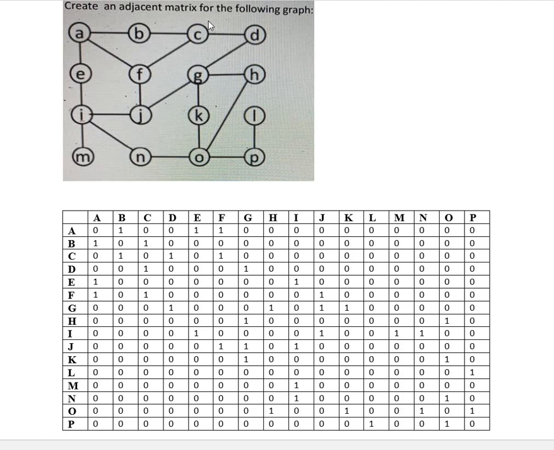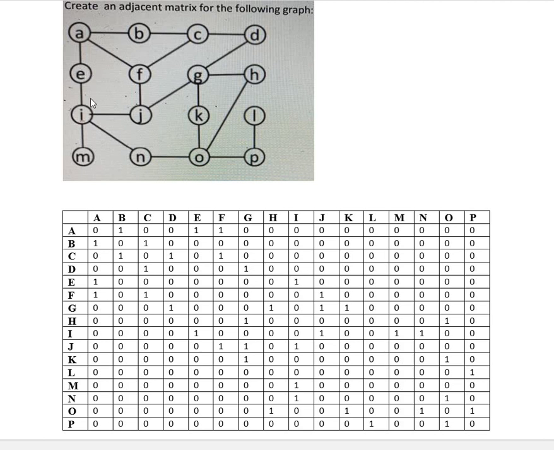So C has 3: 1 connected to B, 1 connected to D, and 1 connected to F. Everything else is 0. Go across B, D, F. Everything else is 0. D has 2, 1 connected to C and 1 to G. Here it is, 1 to C, 1 to G. Everything else is 0.